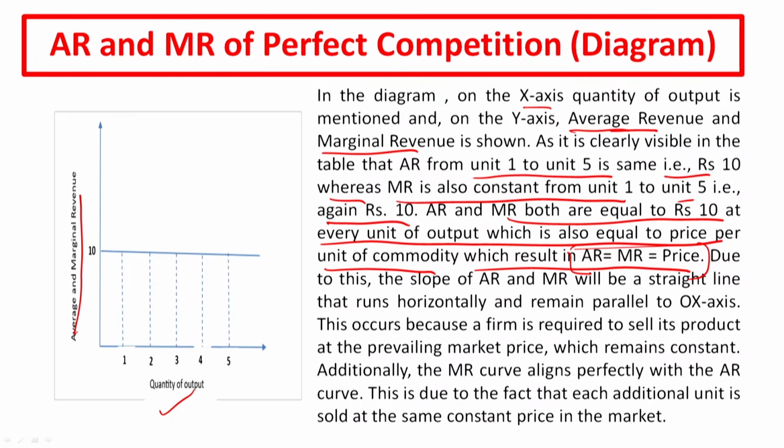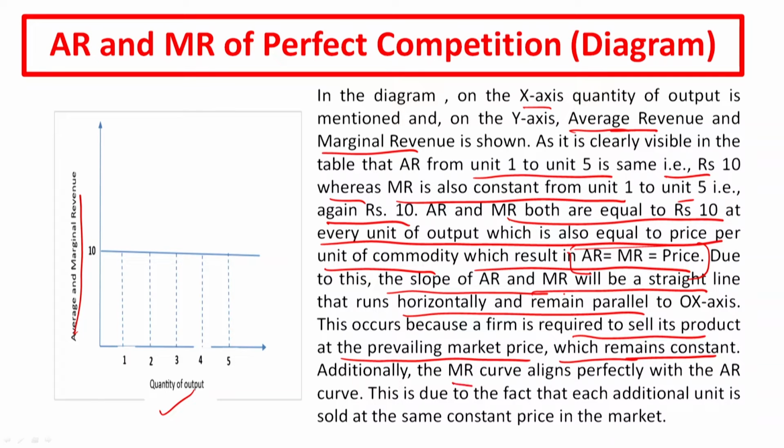Due to this, the AR and MR curves will be a straight line, as you are able to see here, running horizontally and remaining parallel to the OX axis. This occurs because a firm is required to sell its product at the prevailing market price, which remains constant. As we have already discussed, in perfect competition you are a price taker, so you are forced to sell your product at the prevailing market price, which is constant.